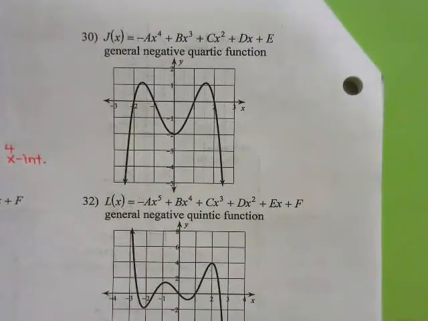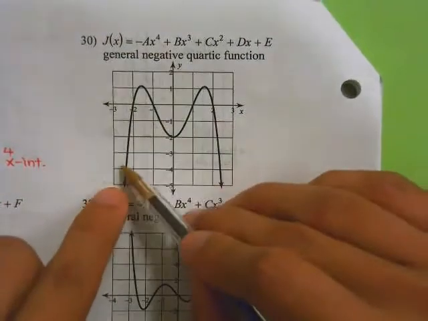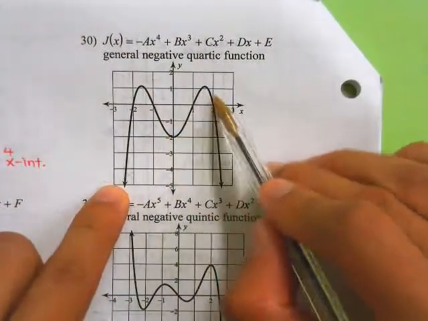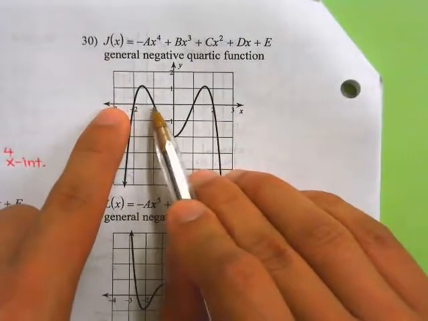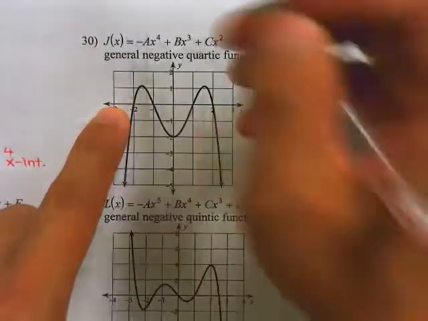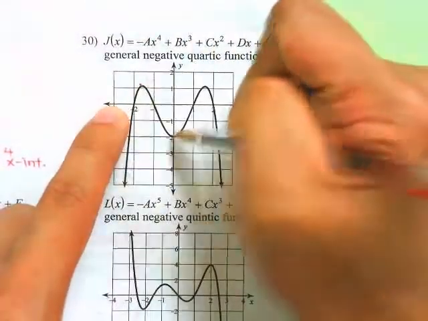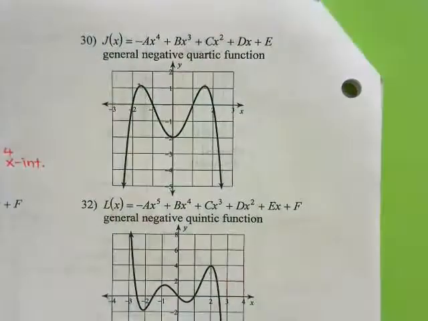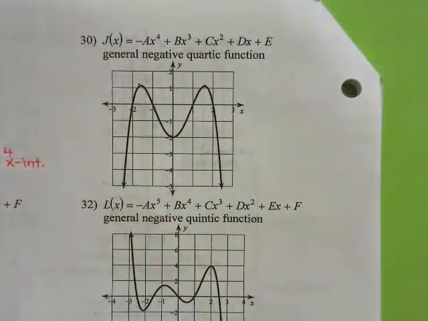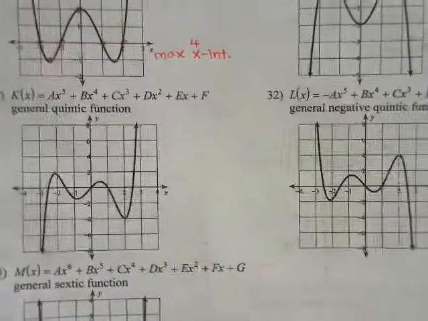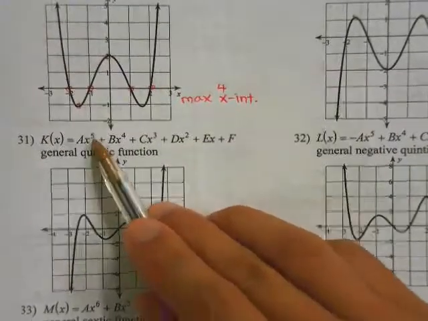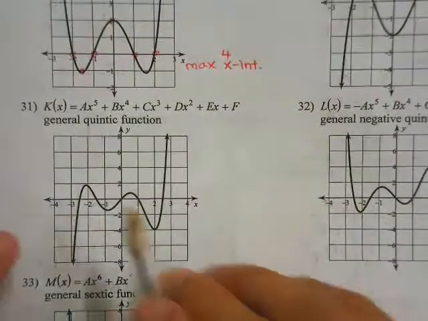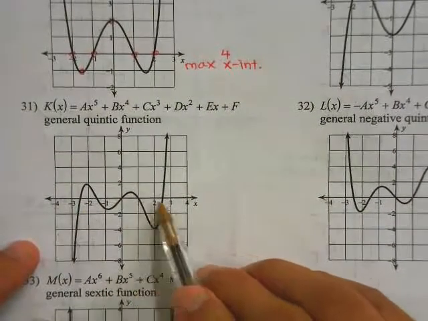Same thing over here with the general negative quartic function. It's just going to be the opposite. Increase, decrease, increase, decrease. You have a maximum of 4 x-intercepts here, and you have 3 turns, 1, 2, 3 at the max, okay? Then really the pattern keeps going higher and higher, and that's why I stopped at the 6. When you have your quintic, to the 5th power, 1, 2, 3, 4, 5.